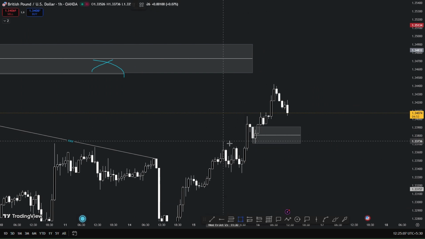So that's for today's daily market outlook. I will update you about my positions tomorrow and hope we get some TPs today on USD CHF. That's for today.